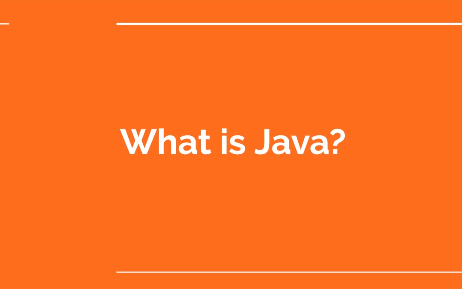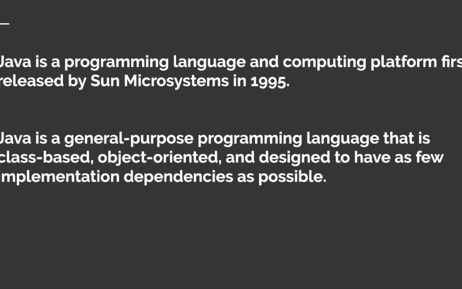Well, first of all, it is an object-oriented programming language. Next, Java is a programming language and computing platform that was released by Sun in 1995. It is general purpose, which means you can use it for a variety of programs, applications, etc. And it is class-based, and as we already said, it is object-oriented.